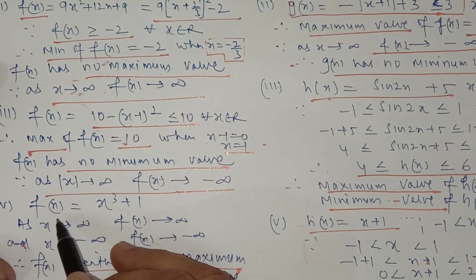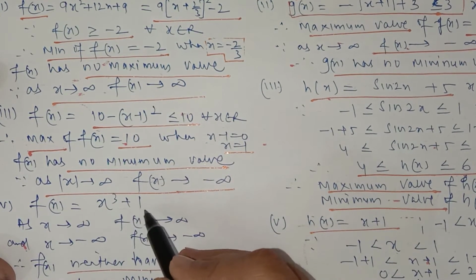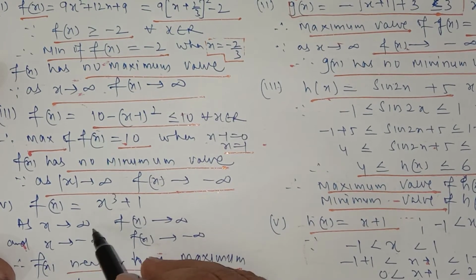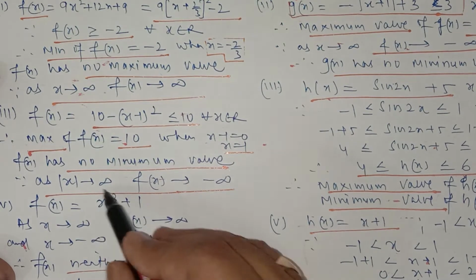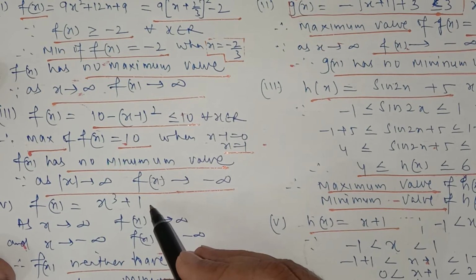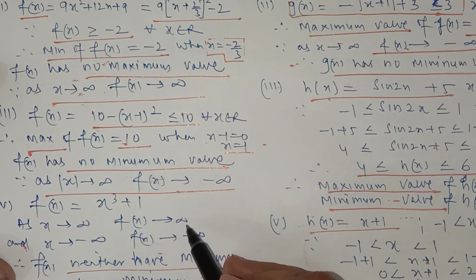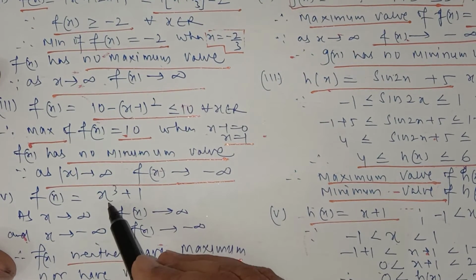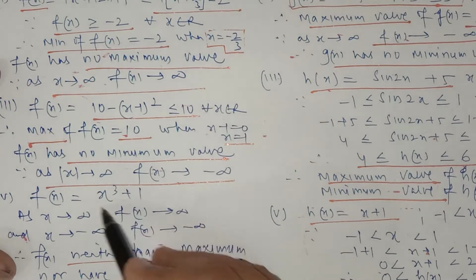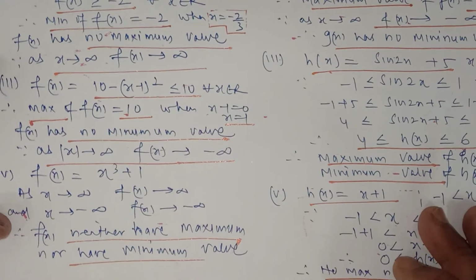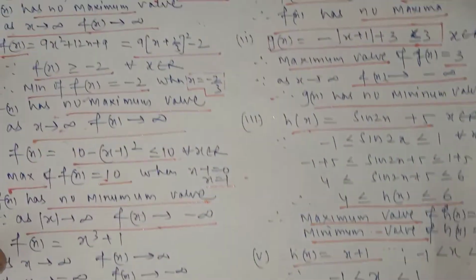Now in the fourth part of this question, f(x) is equal to x cube plus 1. Because we don't have a perfect square here, we cannot make it a perfect square. As the value of x goes on increasing up to infinity, the value of x cube plus 1 also goes on increasing up to infinity. So it will have no maximum value. Similarly, as x decreases up to minus infinity, the value of this function also goes to minus infinity. So therefore this function has neither maxima nor minima.